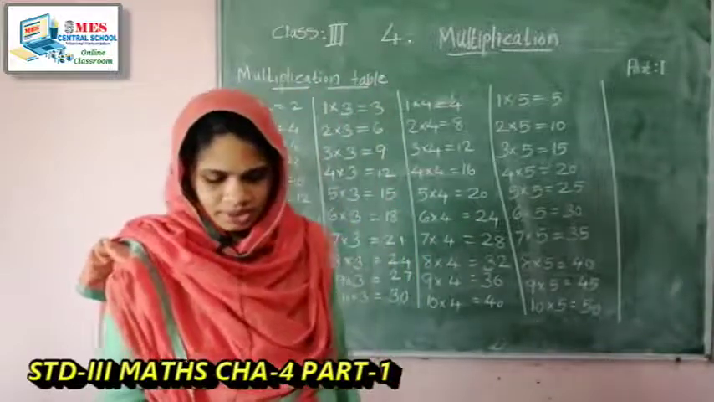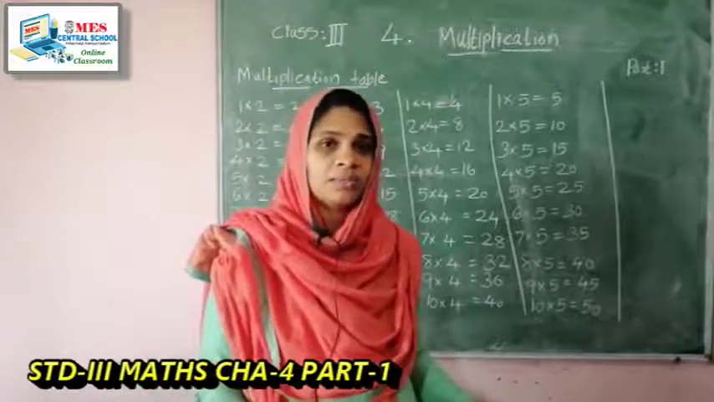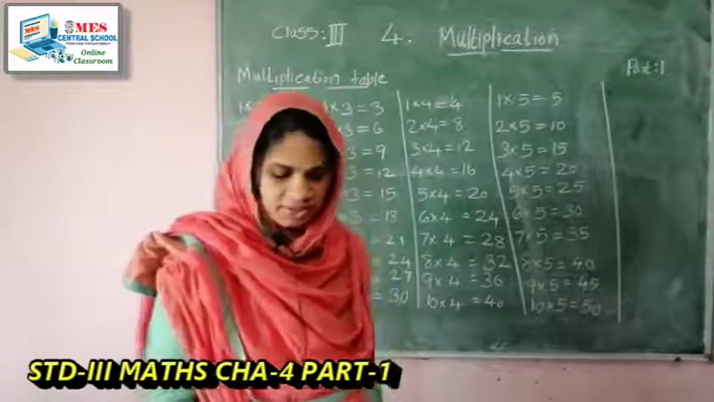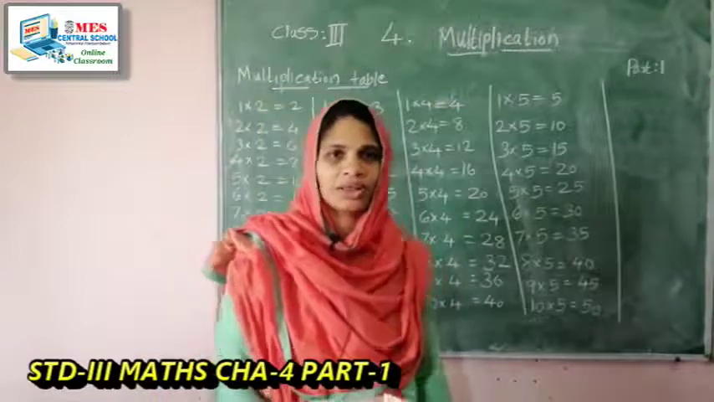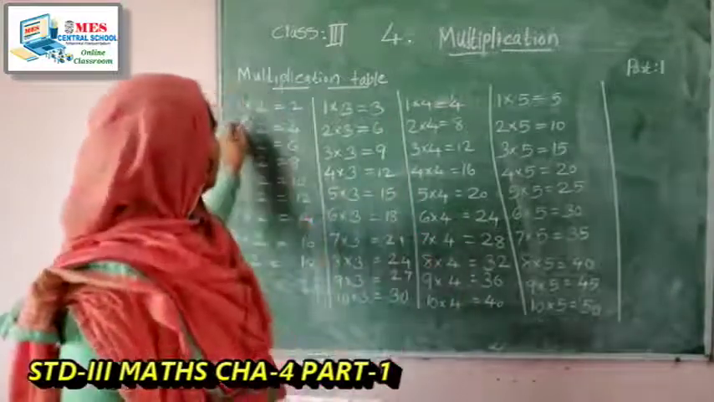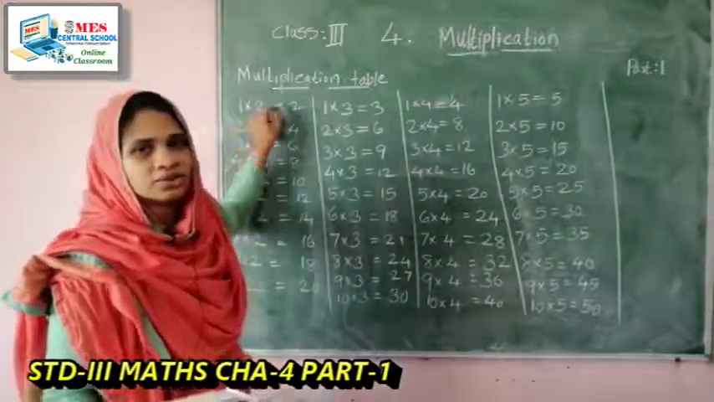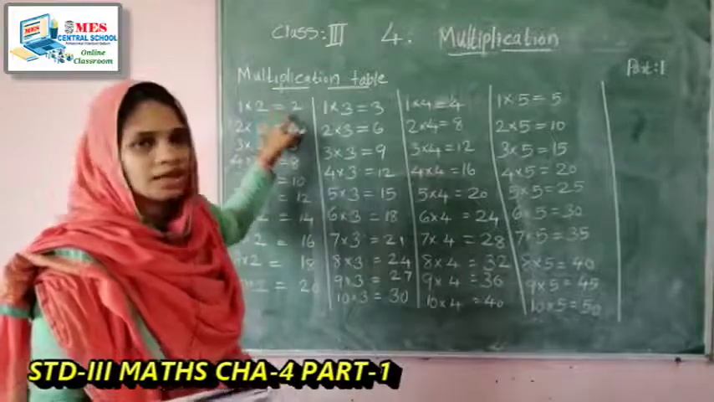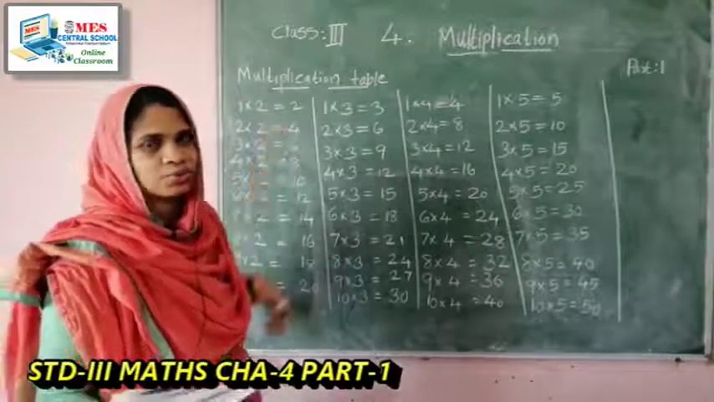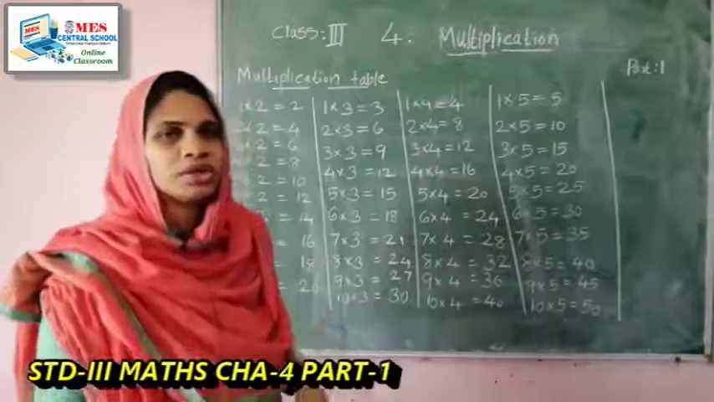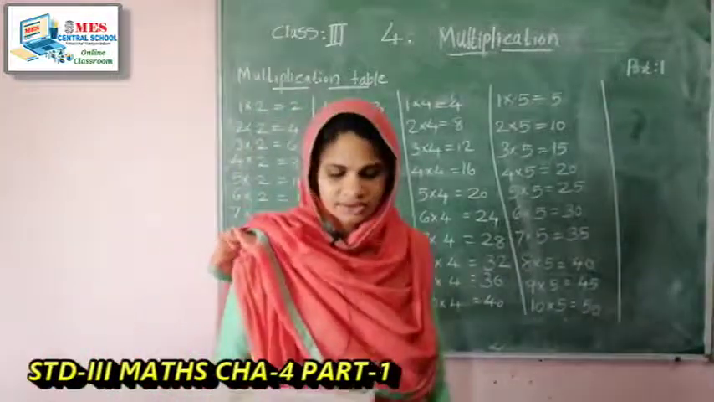Okay. The numbers that are multiplied are called factors. The answer is called the product. That means here 1 and 2 are the factors of 2, and 2 is known as the product, or multiplied answer.